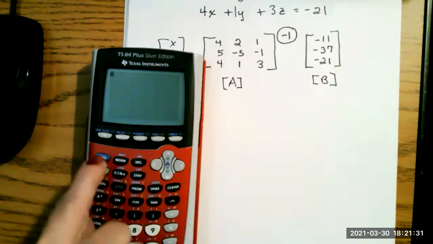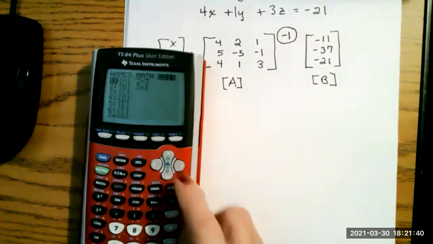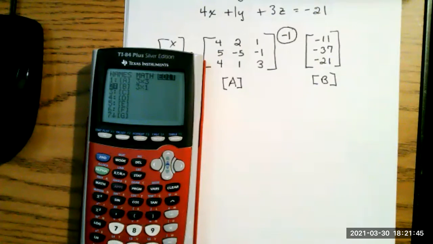So go to matrix, that'd be second, and that x to the -1 key is where the matrix is. Go over to edit, but this time I have to go down. I've already entered A. I've got to enter B. So I hit enter and let it know that it's a 3 rows by 1 column. -11, enter, -37, enter, -21, enter. Now, if you're real careful when you do them, you won't have an error. If you get some crazy decimal number, it's probably an error.